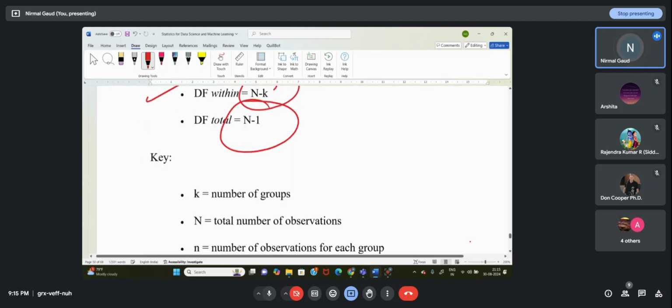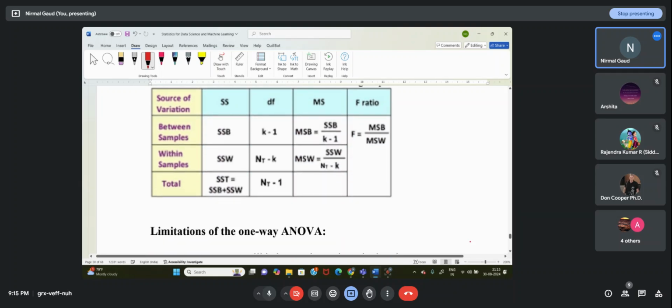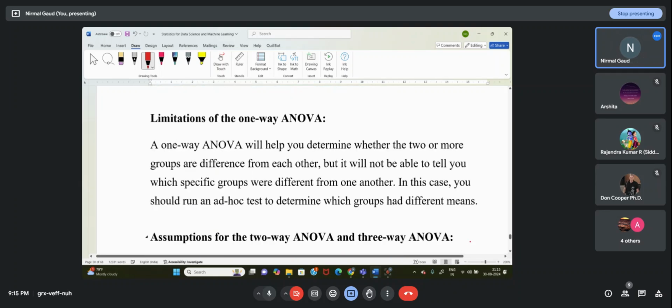Okay, that's also we have seen. Okay, fine. This is ANOVA. What are the limitations of one way ANOVA? What are the advantage and disadvantage?